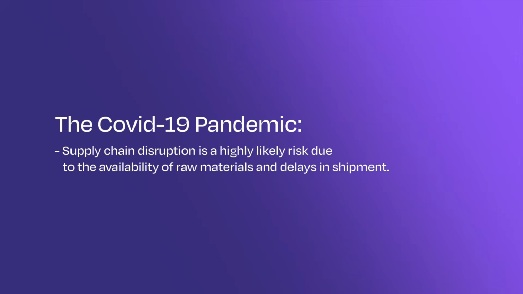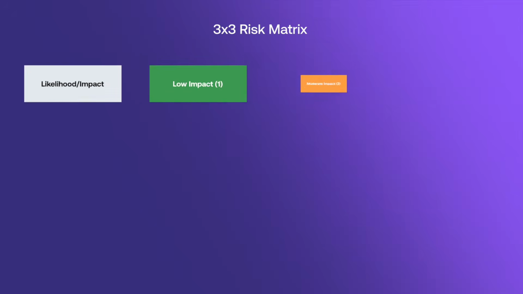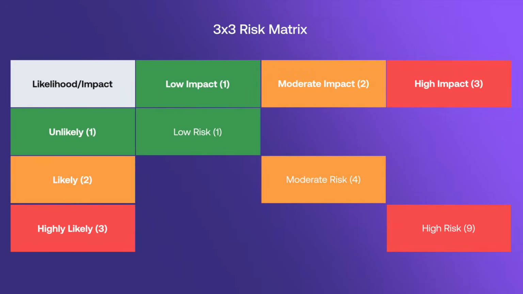Let's take the risks related to the COVID-19 pandemic as an example. Supply chain disruption might be classified as a highly likely risk due to the availability of raw materials and delays in shipment. This risk could also have a high impact for a company that needs raw materials to create products to sell or has a need to hold a lot of inventory in stock. In a risk assessment matrix, you would see this risk represented in a chart that's color-coded by severity: high risk in red, moderate risk in yellow, and low risk in green, depending on a combination of how likely these risks are to occur and the impact they'll have on the organization if they do.